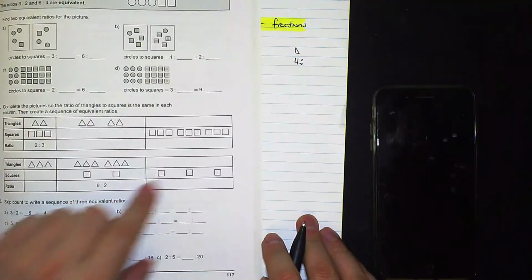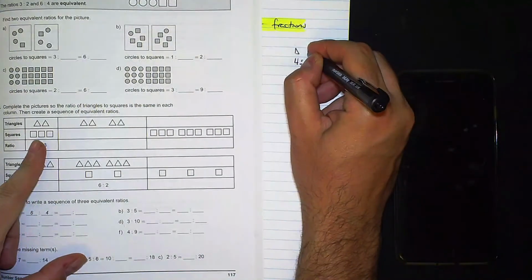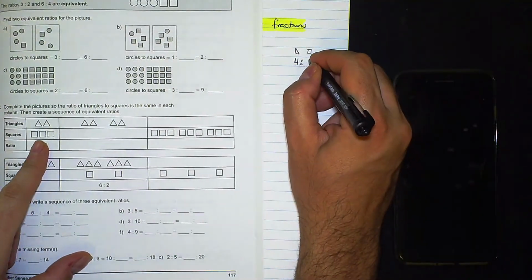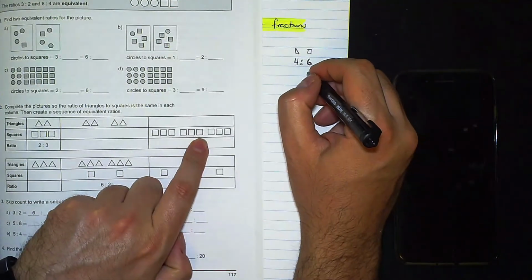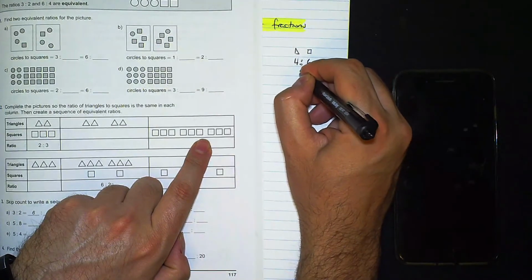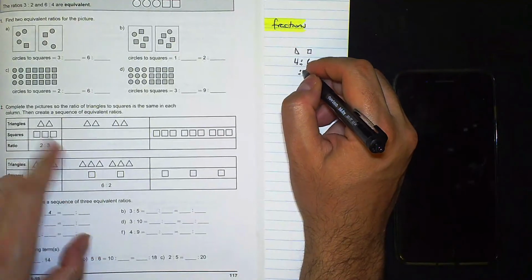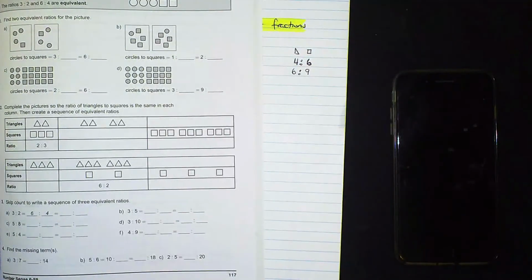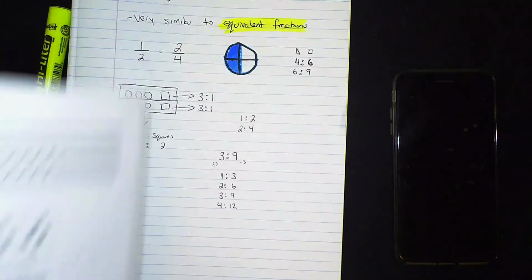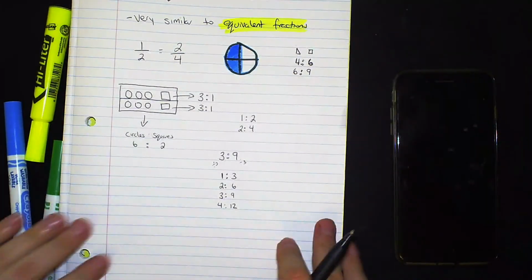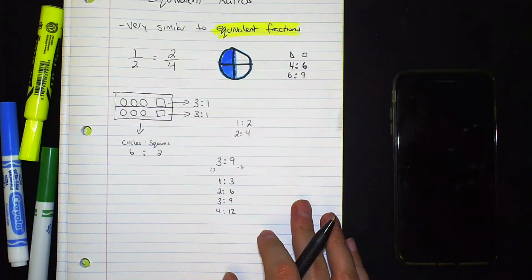Now, since we've multiplied this by 2, we need to multiply this by 2 as well. So we would multiply 3 by 2, that gives us 6. And on the last one, we already know there are 9 squares. 3 times 3 is 9. You must do the same thing here. 2 times 3 is 6. So that's how you would find that ratio. They follow the same principles as equivalent fractions. So whatever we did in equivalent fractions, we do it in ratios as well.